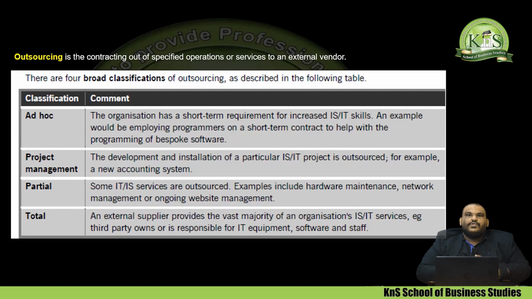Partial outsourcing is when you delegate maybe 20-30% of your operations to other organizations. And total outsourcing means the majority of your business operations are being outsourced, right? So I hope that's clear.